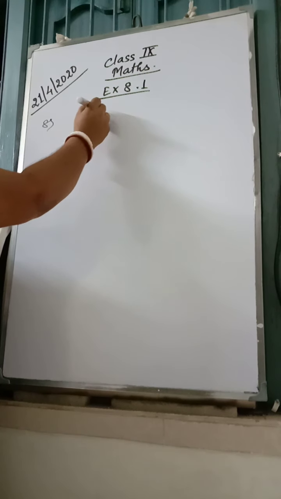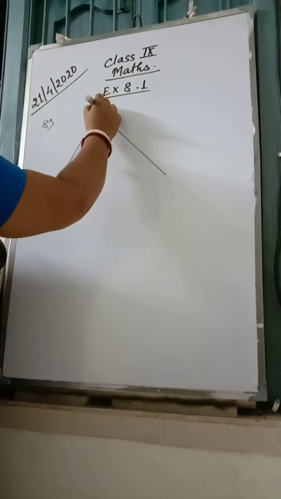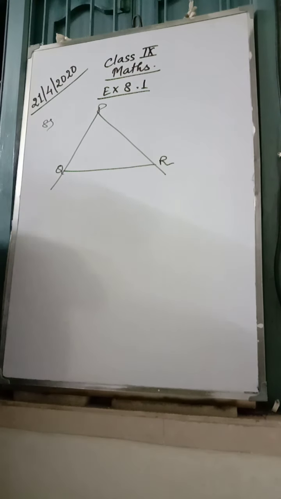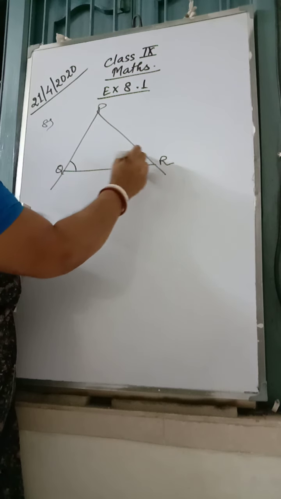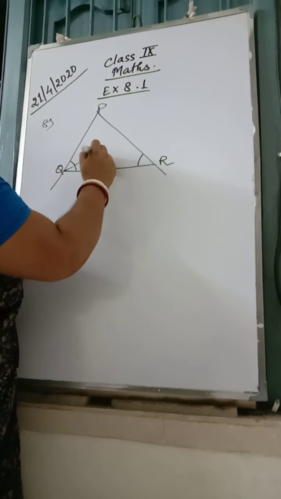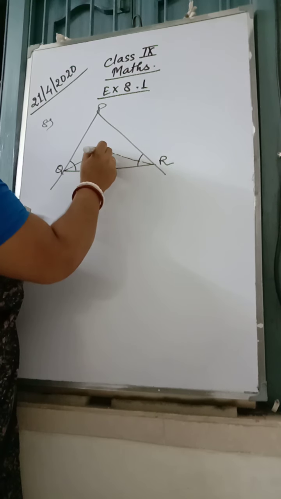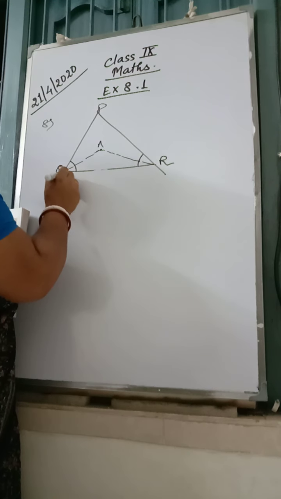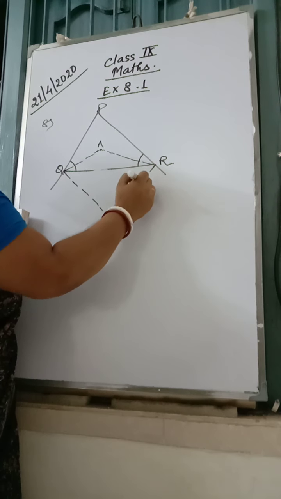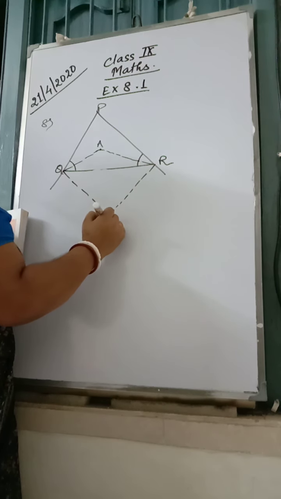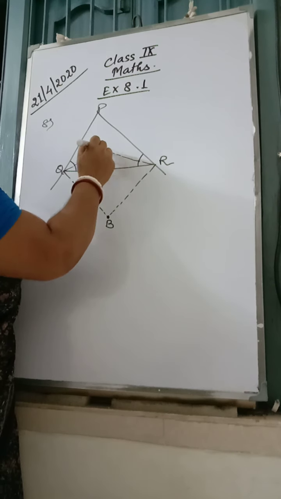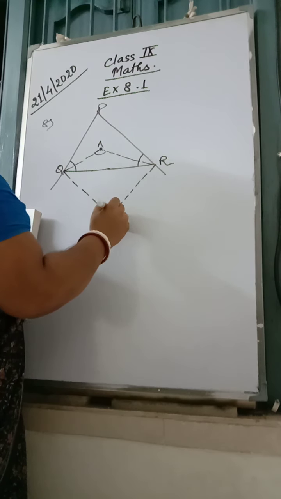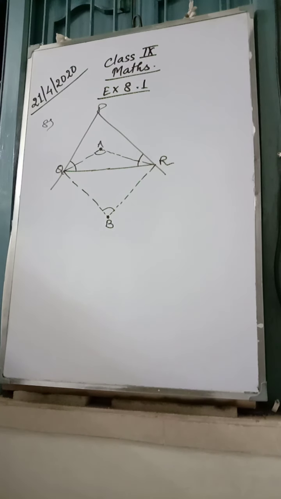In triangle PQR, P, Q and R. Now the internal bisectors of Q and R, just for example, this is the internal bisector, meet at A. They are meeting at A. And the external bisectors of Q and R meet at B. This is the point A and this is point B. You have to prove this angle plus this angle is equal to 180 degree.